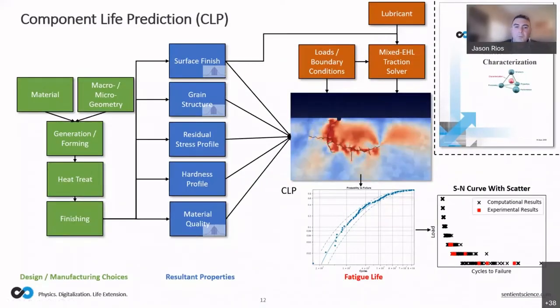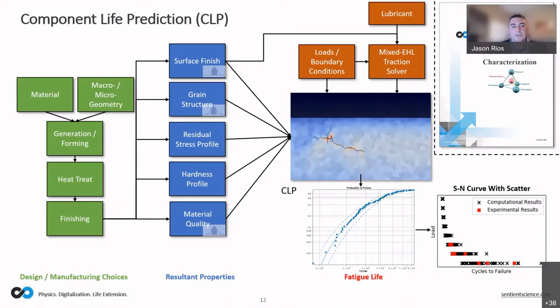A very important part of our solution is this module that we call the Component Life Prediction, or CLP module. What it does is it takes into account the various design or manufacturing choices made by the designers, whether it's a choice of base material or the shape of the gear tooth or the type of manufacturing process or heat treatments, etc. And we translate that into what the resulting property impacts would be, the measurables, things like surface finish, grain structure, residual stress profile, hardness, material quality, etc., that are all really important to our modeling process.